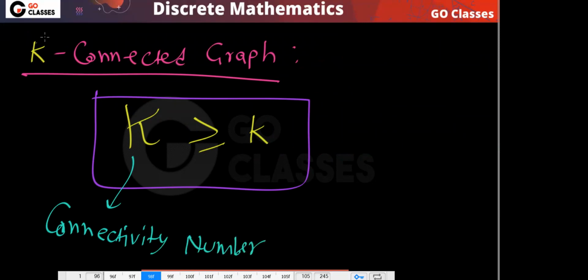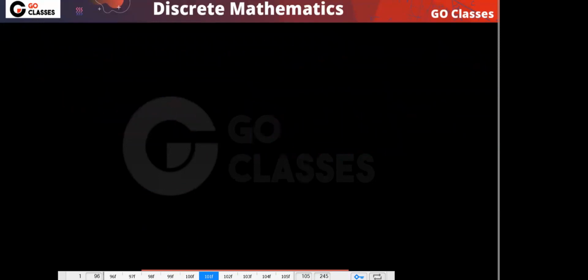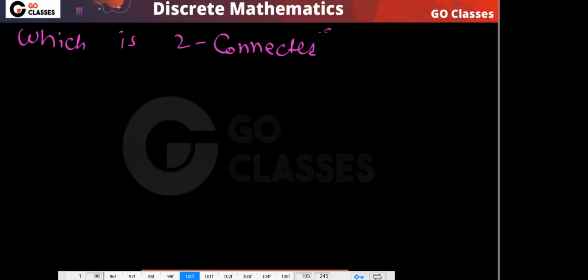If you say that your graph is K connected, then I can say your connectivity number is greater than or equal to K. Like for example, which graph is 2 connected? Again, next question. Which of these graphs is double connected? You know, there is an ad for Fevicol, Do Kadam or something. I don't remember.